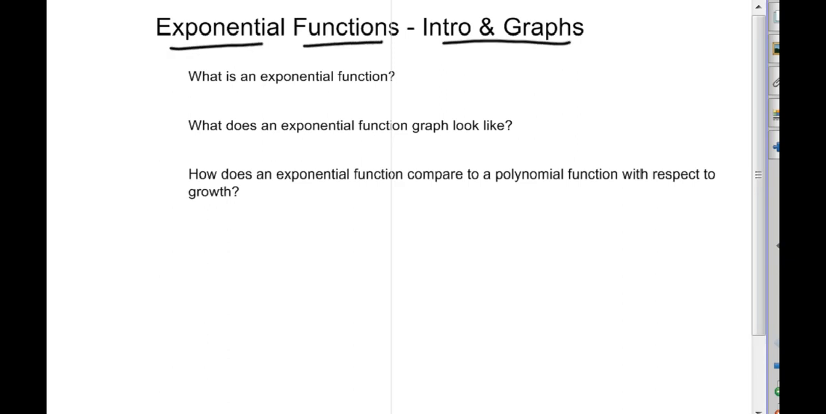Alright, students, today we're going to be looking at exponential functions, doing sort of an introduction, and also talking about the graphs. And the questions that we're going to be looking at are, what is an exponential function? What does an exponential function look like? And finally, how does an exponential function compare to a polynomial function with respect to its growth?